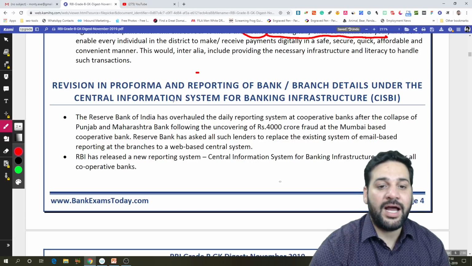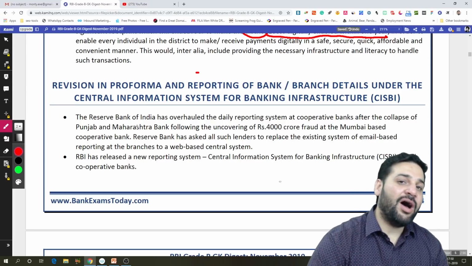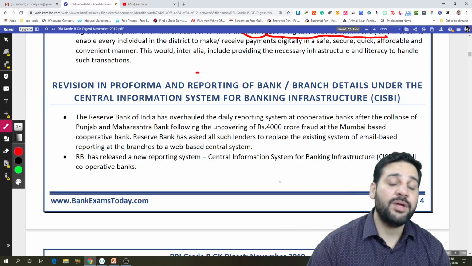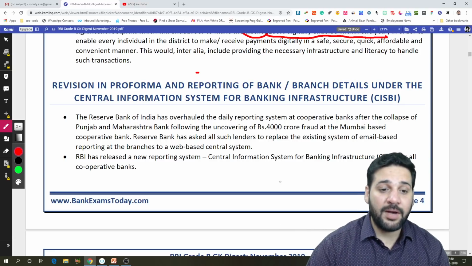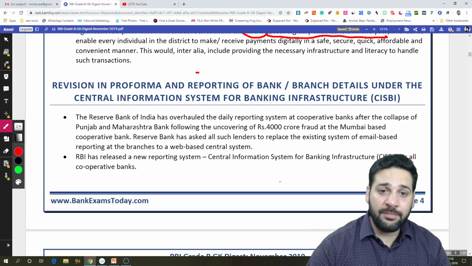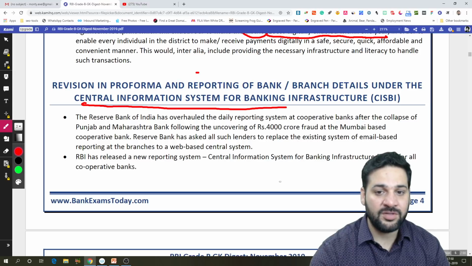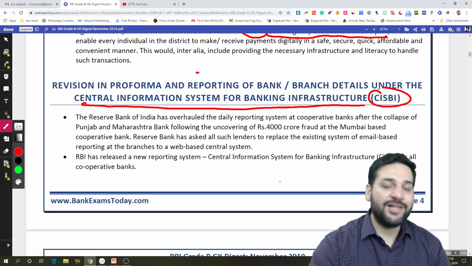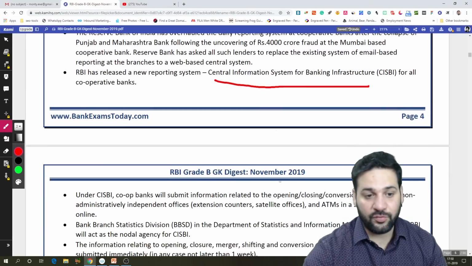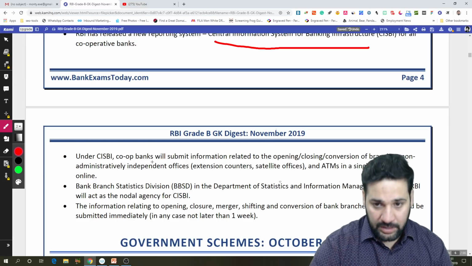And revision in proforma and reporting of bank branch details under the Central Information System for Banking Infrastructure. After the PMC bank scam, the Punjab and Maharashtra Co-operative Bank scam of 4,000 crore in this Mumbai-based bank, the reporting system was email-based, but now the RBI has made it mandatory for cooperative banks to follow the Central Information System for Banking Infrastructure, the CISBI. That's what the commercial banks are following, and now the cooperative banks have to follow this system as well. So they can't follow the old system if they're opening a new branch or doing anything new under this.